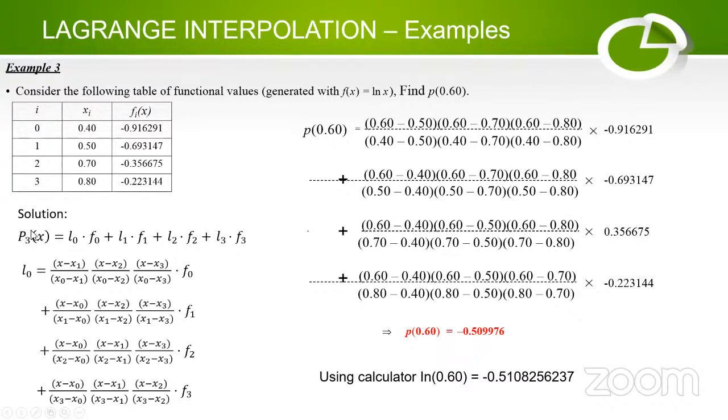So what do we do? We recall our Lagrange formula for degree 3. We're going to have 1, 2, 3, 4 data points. So it's going to be L0, F0, all the way to L3, F3. Now we put in the basis: this is the L0, this is the L1, this is the L2, and the L3.